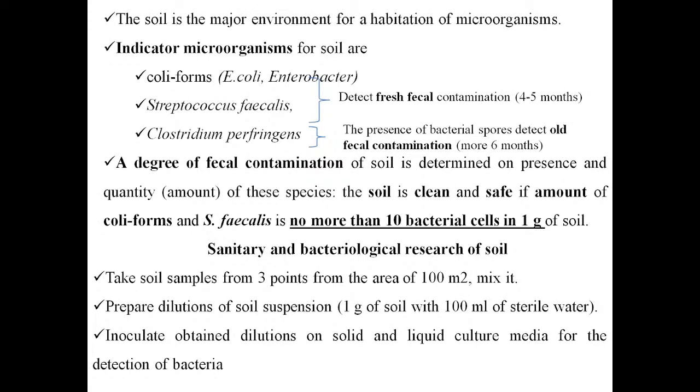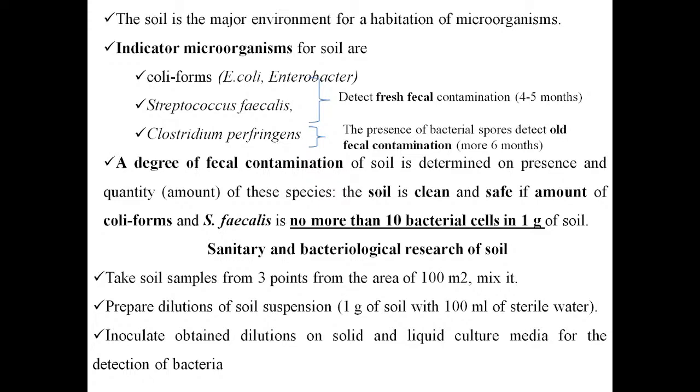Soil is a major environment for habitation of microorganisms. If we compare soil and water, we can say that both these environments are favorable for bacteria. Why? Because in both water and soil there are nutrients for bacteria. In soil there is a place for adherence. There are no dangerous factors for bacteria like ultraviolet light, so soil and water are favorable habitats for bacteria.